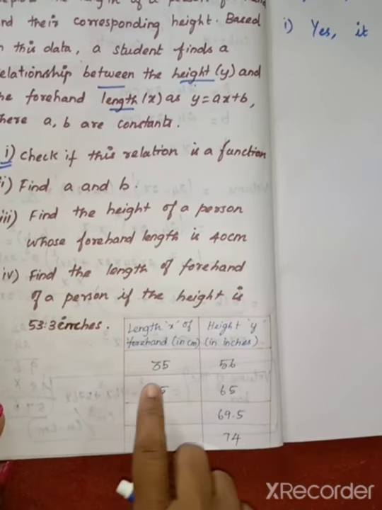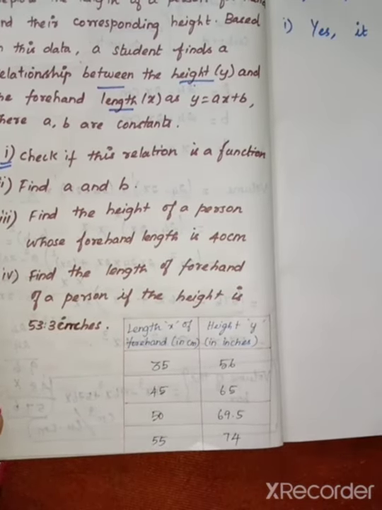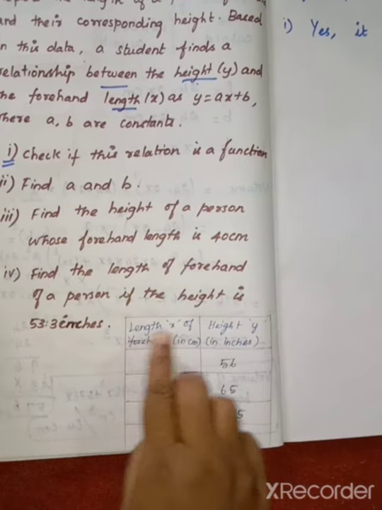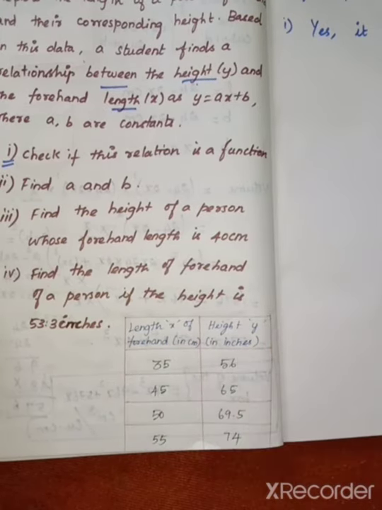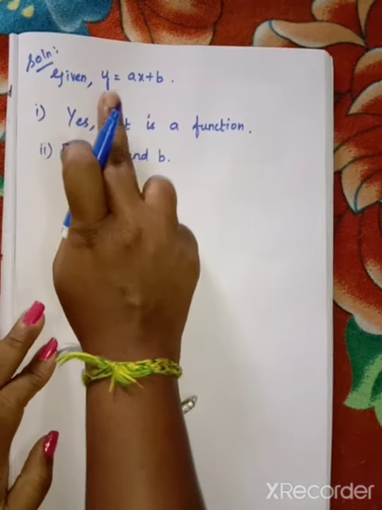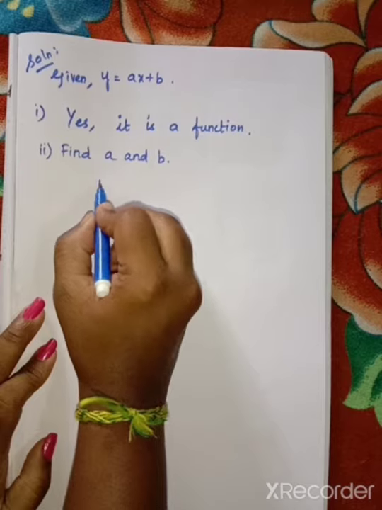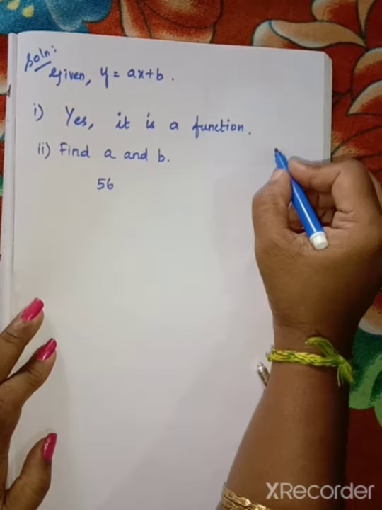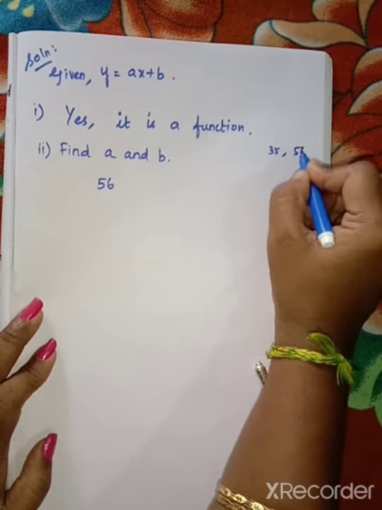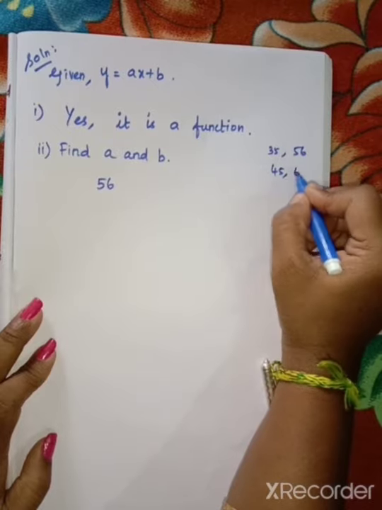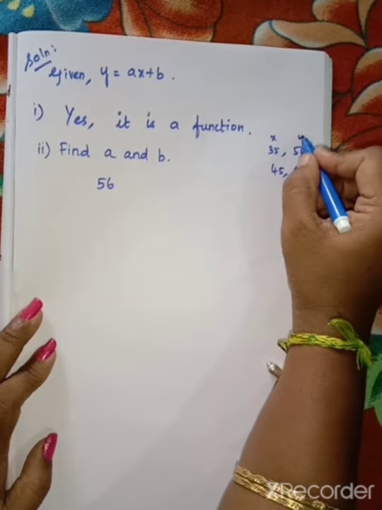So here I can choose 35, 56 and 45, 65, because length is considered as x, height is considered as y. So here for the first value you have to substitute. Here y is 56 from the table. So from the table, that is 35, 56. Another one is 45, 65. So this is x, this is y.